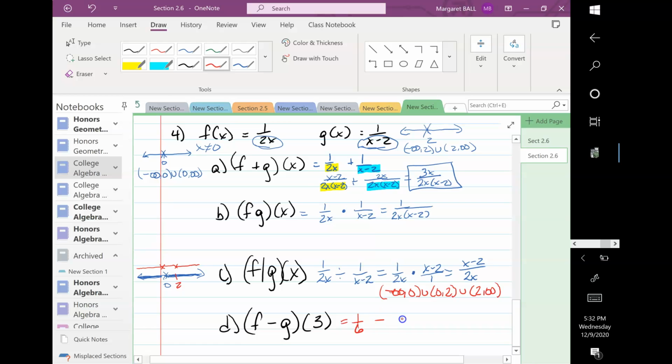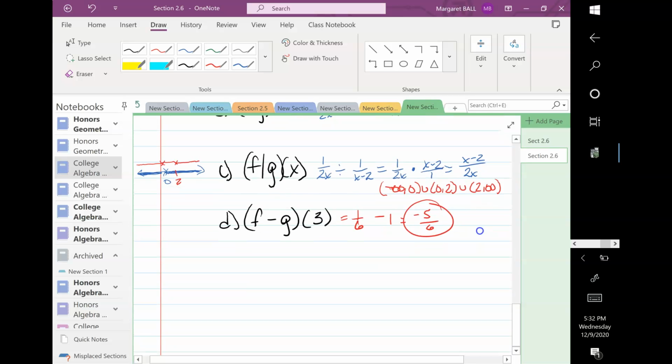Minus, okay, plug in 3. 1 over 3 minus 2. 3 minus 2 is 1. So 1 over 1, that's 1. So you've got 1/6 minus 1. You can probably do that really easily without a calculator. 1/6 minus 1 is negative 5/6. And then you're done.